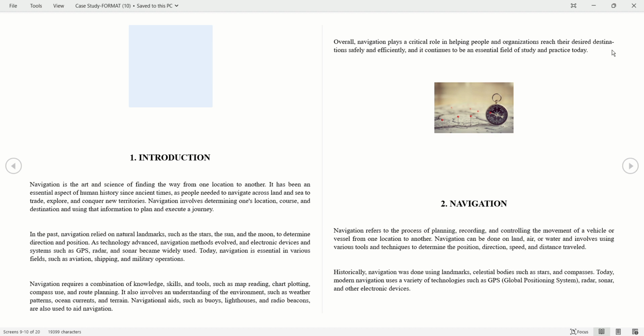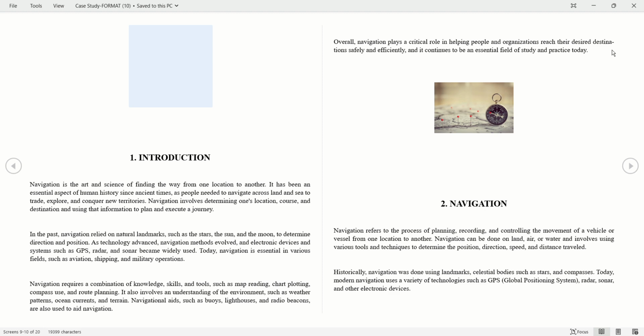So, coming to the main point, navigation. Navigation refers to the process of planning, recording, and controlling the movement of a vehicle or a vessel from one location to another. Navigation can be done on land, air, or water and involves using various tools and techniques to determine the position, direction, speed, and the distance traveled.